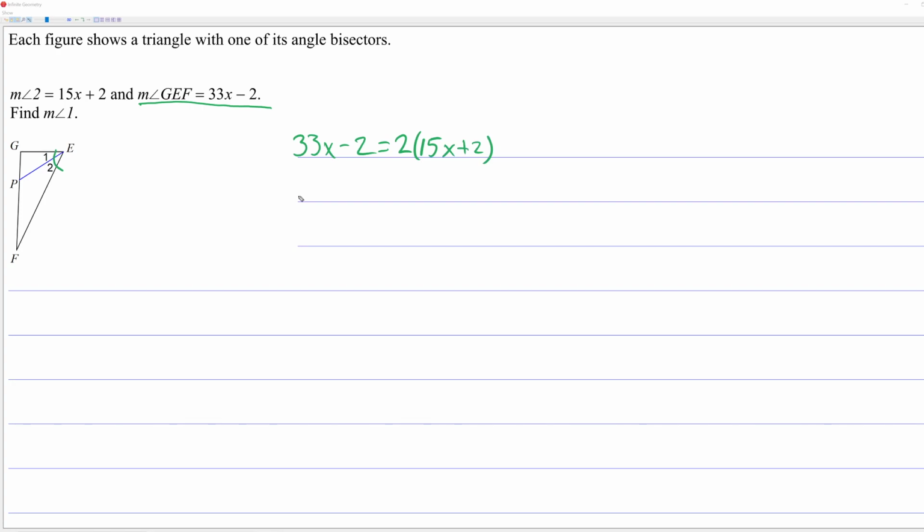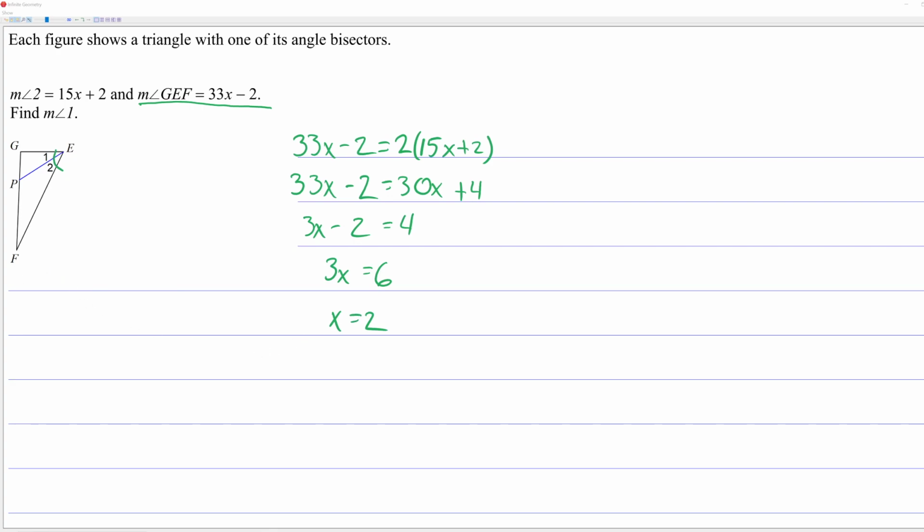So there's two ways to think about it. Angle 2 is half of angle GEF, or, as you see in the equation, angle GEF is double angle 2. It's two ways of saying the same thing. So now if we deal with the equation, we have 33x minus 2 equals 30x plus 4 after using the distributive property. So if I subtract 30x, we have 3x minus 2 equals 4. Add 2 to both sides, we have 3x is 6. And now divide by 3, and you have x equals 2.